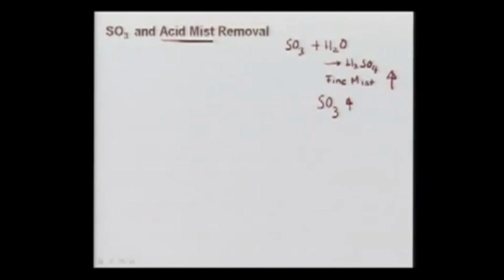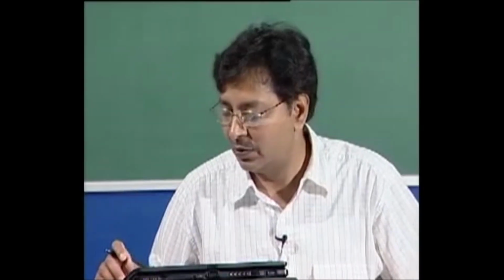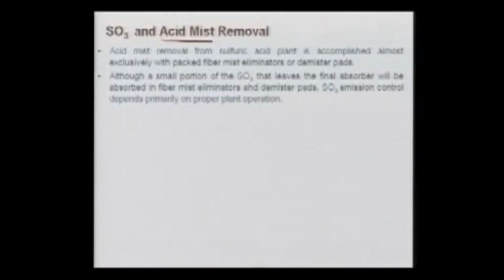So, how do we control the acid mist that has been formed? Here we are talking about the removal of the acid mist. Acid mist removal from the sulfuric acid plant is accomplished almost exclusively with packed fiber mist eliminators or demister pads. Although a small portion of SO3 that leaves the final absorber will be absorbed in the fiber mist eliminator and the demister pad, SO3 emission control depends primarily on proper plant operation. We need to underline this.